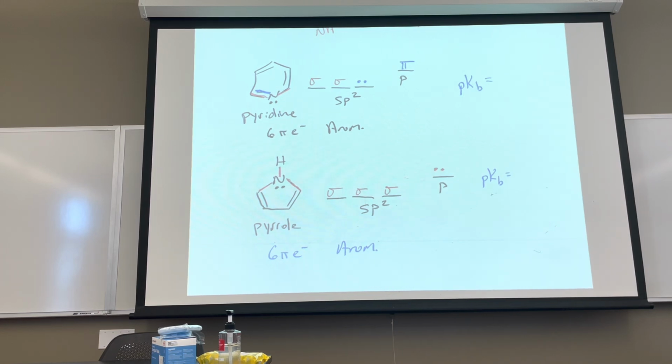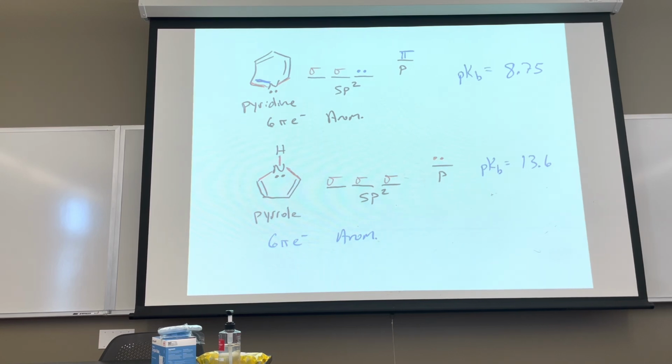And just like pKa, where the lower the pKa, the stronger the acid, the same analogy holds for bases. The lower the pKb, the stronger the base. So pyridine, it turns out, has a pKb of about 8.75. Pyrrole is significantly less basic at about 13.6. So what would be the rationale, the reason for this significant difference in base strength of these two seemingly very similar compounds?